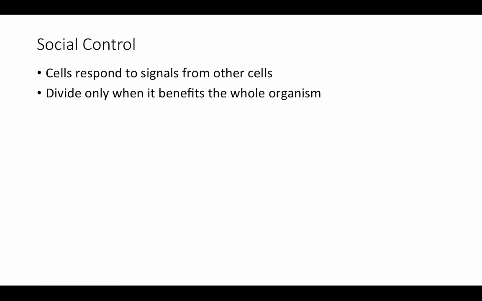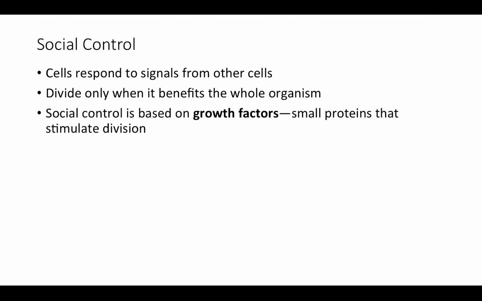Now let's think a little bit more about this social control, because this is one of the big problems that cause these out of control growths in cancer. So cells respond to signals from other cells. They divide only when it benefits the whole organism. So this is a coordinated system that creates the right form and function in the organism. So social control is based on growth factors, small proteins that stimulate division in nearby cells.